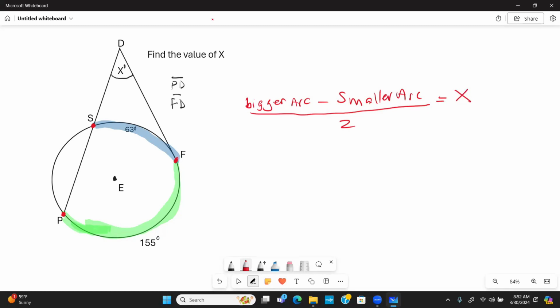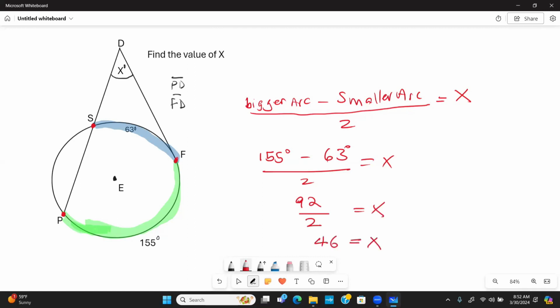The bigger arc measures 155 degrees. The smaller arc measures 63 degrees. Divide that by 2. So basically, 155 minus 63 is going to give us 92. And if we divide 92 by 2, then 46 is x. So x has a value of 46 right here.